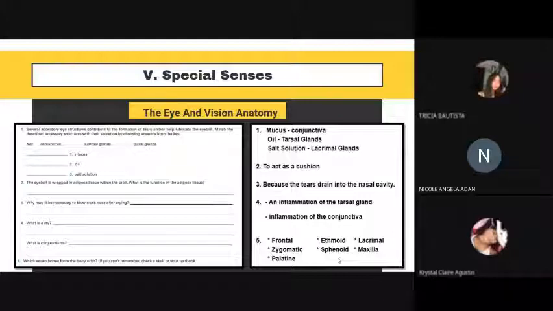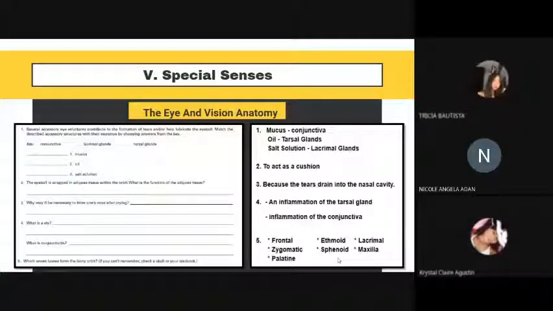Moving on to number two, the eyeball is wrapped in adipose tissue within the orbit. What is the function of the adipose tissue? Our answer is to act as a cushion. Number three, why may it be necessary to blow one's nose after crying? Our answer, because tears drain into the nasal cavity.